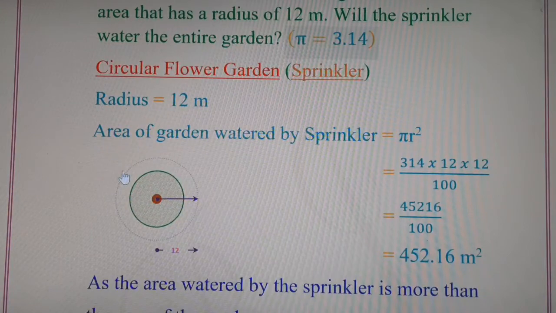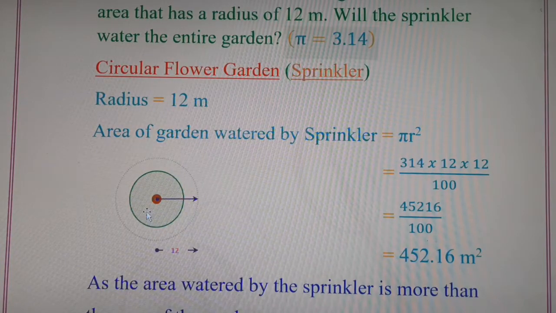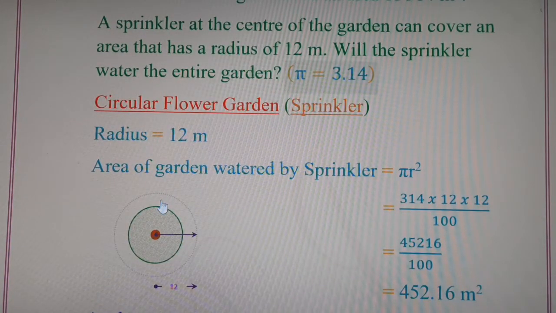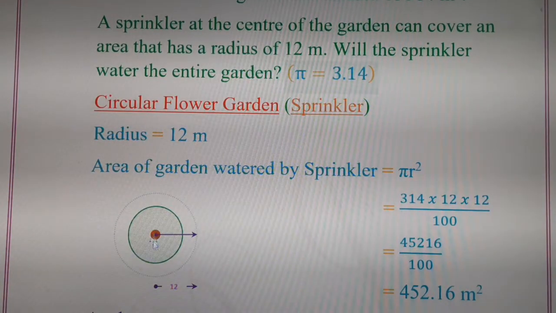A circular garden is there. There is a sprinkler in between and the sprinkler is watering the garden. The sprinkler can water the garden in an area of radius 12 meters. But how much part of the garden the sprinkler will water is not given. First we have to calculate the garden's area and then we'll decide whether the sprinkler can water the entire garden. It is given that the sprinkler can cover a distance of 12 meters radius.